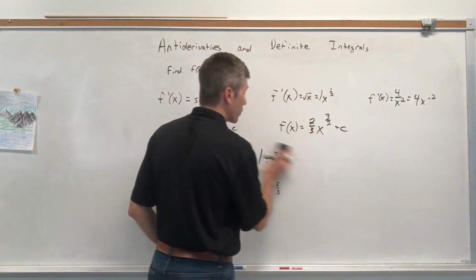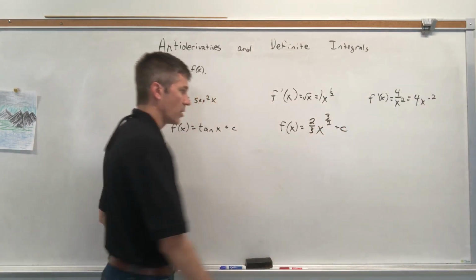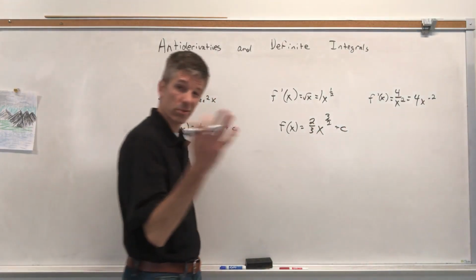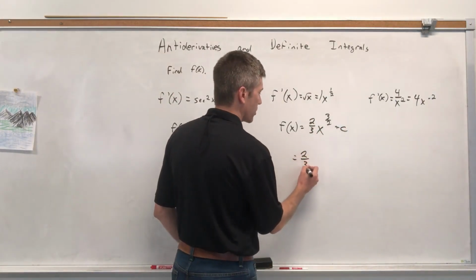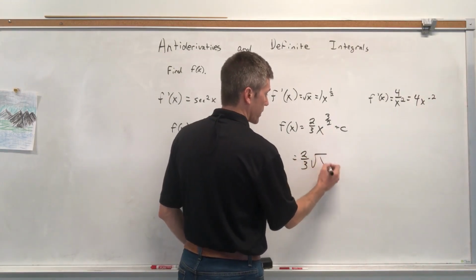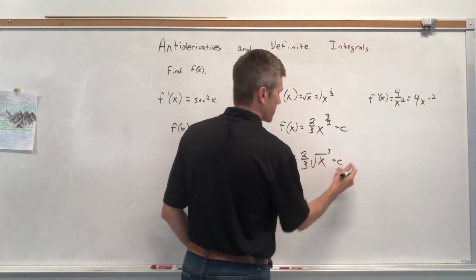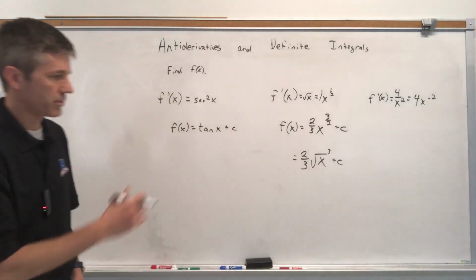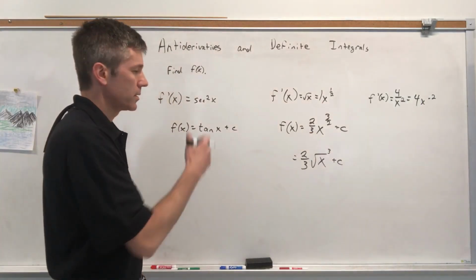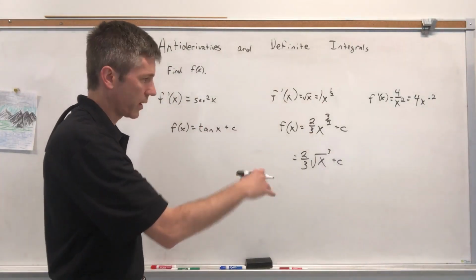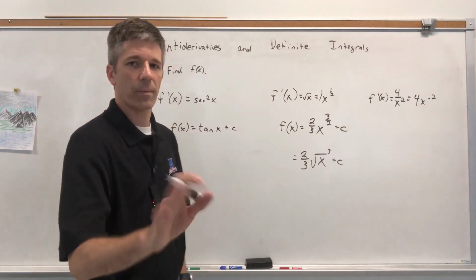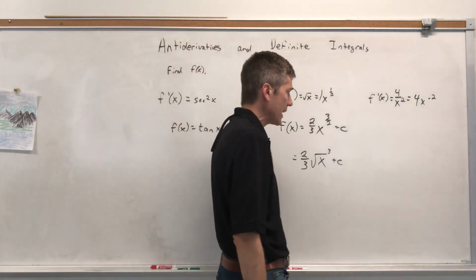And if you want to rewrite what you have, that's fine. I don't have to, but I could. I'm going to, because I feel like it. This is the same thing as 2/3 times the square root of x, cubed, and then plus c. And there's a little more we could do there. Factor out an x, and we'd have 2/3 x, square root of x, plus c. We're not going to go there. Don't worry about that. Okay, last one.